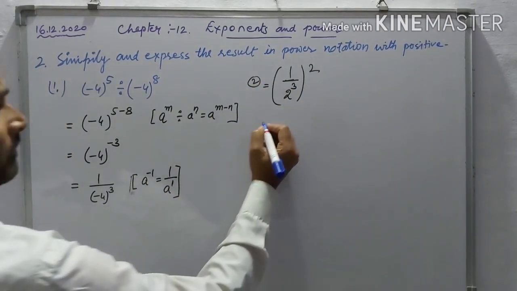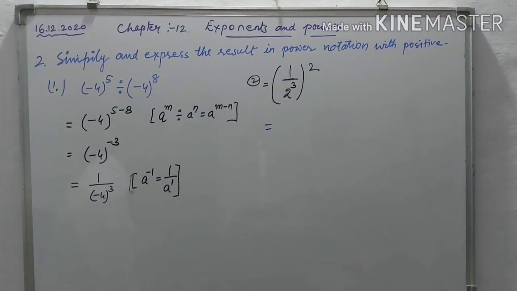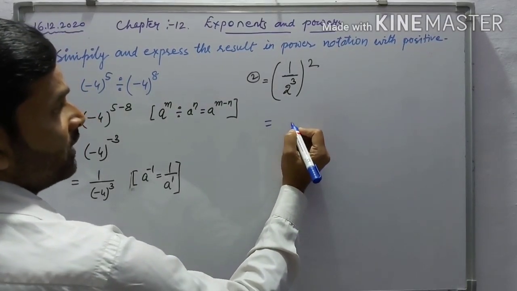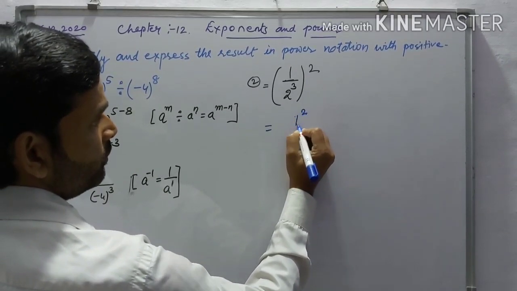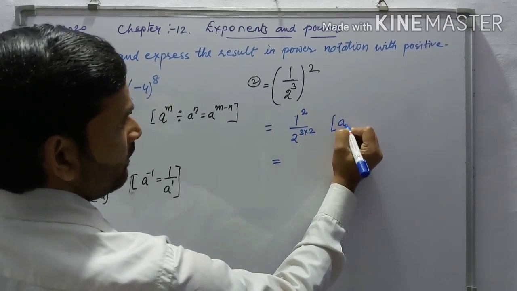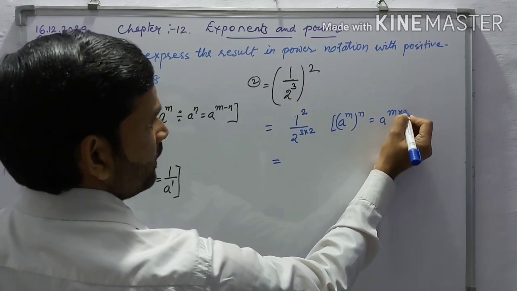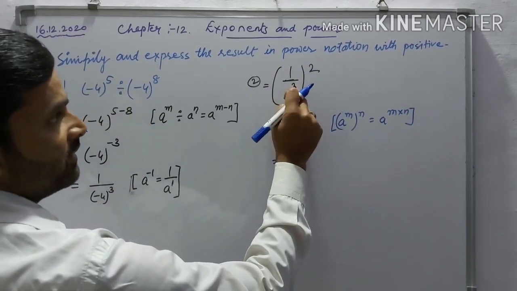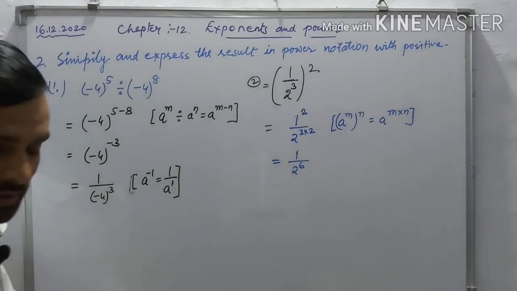Okay, now solve (1 upon 2^3) whole power 2. Here we use the power rule: (a^m) whole power n is equal to a^(m×n). So this is a whole power, and we multiply: 1 squared upon 2 power 3 into 2, that is, 3 multiplied by 2. It means 1 squared upon 2 power 6. So this is the answer.